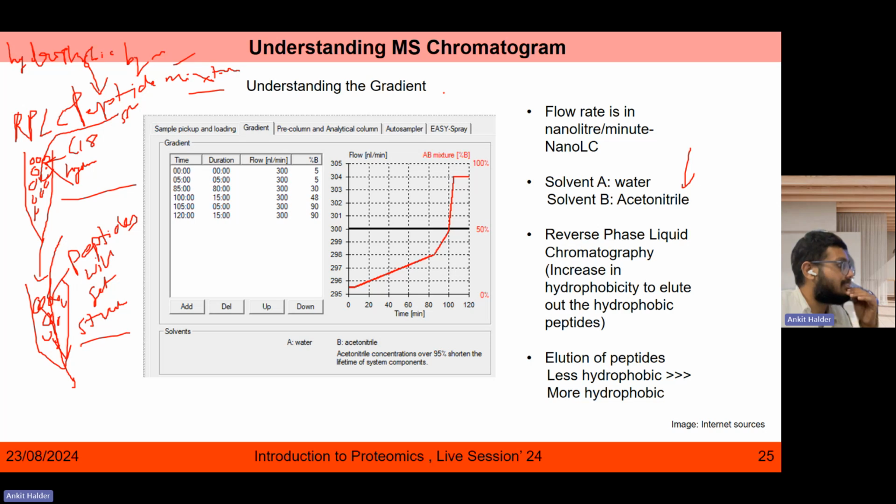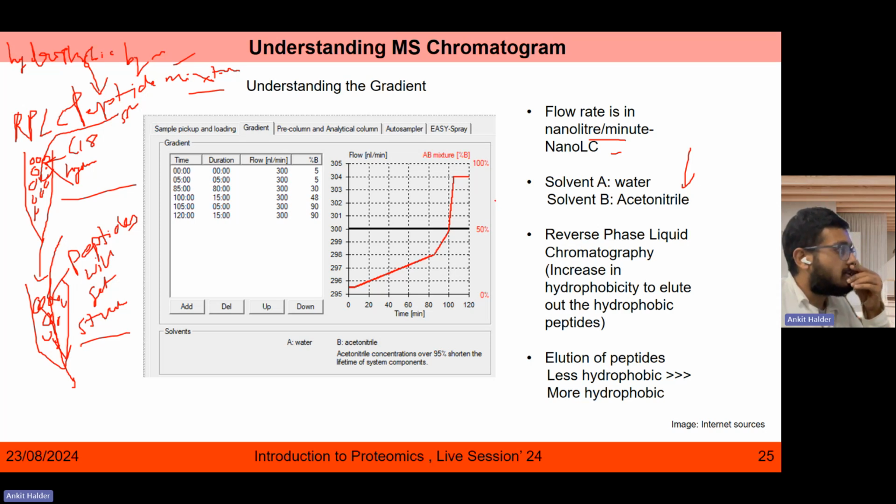So how it is done is that, for the effective separation of peptides in proteomic studies, the flow rate is kept in nanoliters per minute. It's a very low flow rate, so that very little amount of peptides gets eluted out. And then finally, after we have an effective ionization procedure, we get to that particular protein.